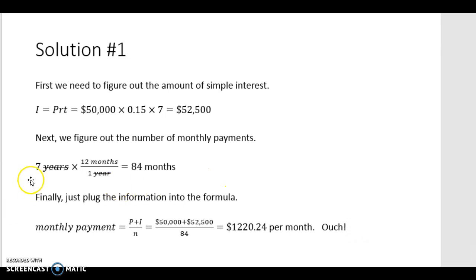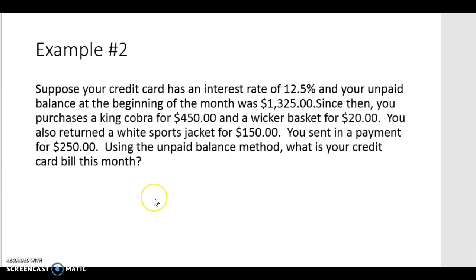All right, now we need to figure out what is our monthly payments. Well, over 7 years, and there's 12 months per year, comes out to 84 monthly payments, and then we plug it in our formula. So the monthly payment is the amount of the loan plus the total interest divided by the number of monthly payments, which you can see here, comes out to about $1,220.24 per month. Ouch! That is expensive, and you will be needing to make that payment every month for 7 years. So before you buy that $50,000 car, think about that. All right, example 2.